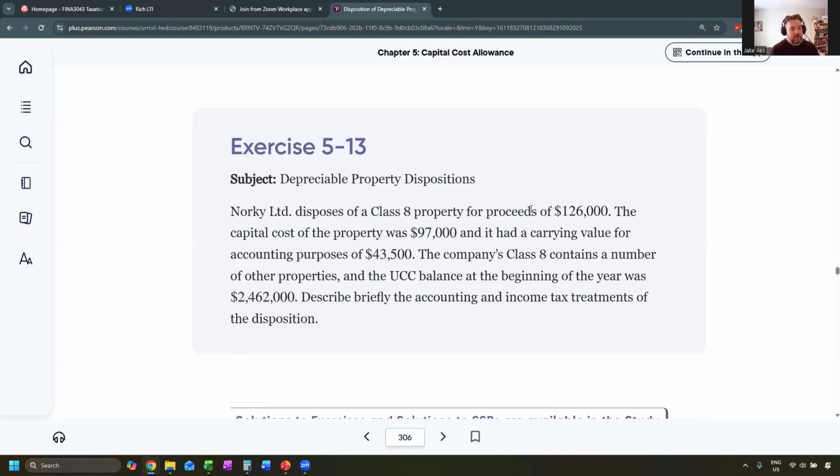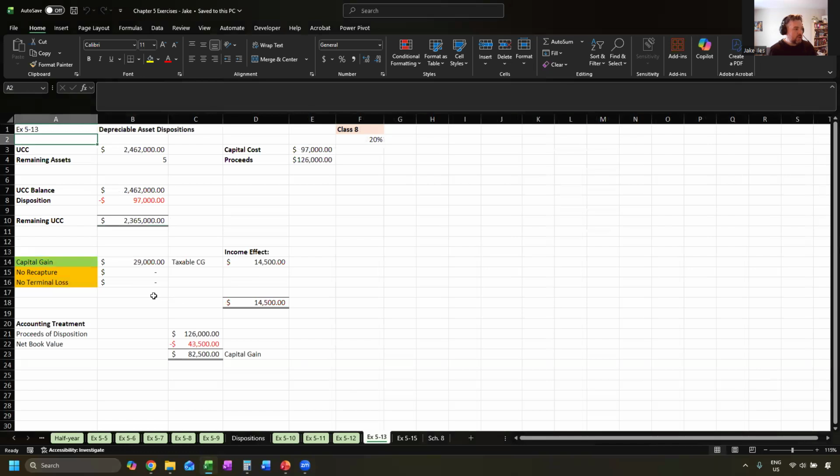So we have proceeds for more than our cost. Just by reading the question, usually we can figure out: is there a capital gain? Is there recapture? Is there terminal loss? Because UCC is still positive, there's no recapture. Recapture comes into play when UCC goes negative. Because we still have assets remaining in the bucket, there's no terminal loss.